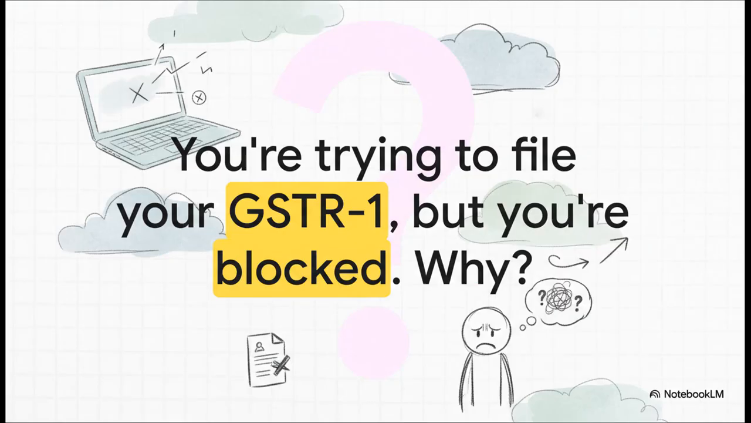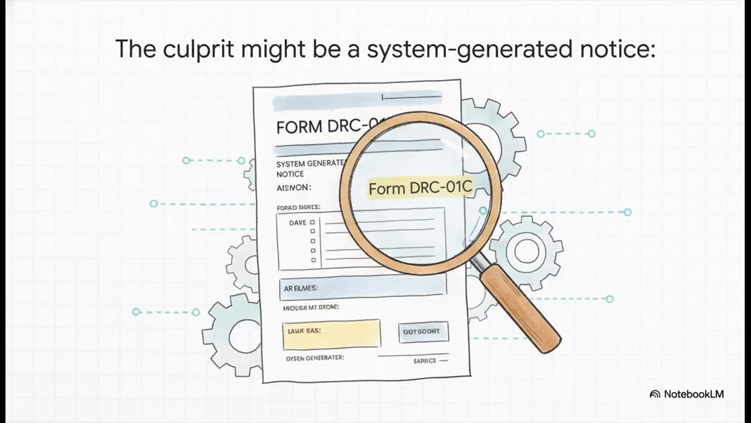So, picture this. You're all set to file your GSTR-1. You log into the portal, you're ready to go, and you're blocked. You can't move forward. It's confusing, it's definitely stressful, and you're just left thinking, what on earth did I do wrong? Well, chances are the culprit is this little guy right here, a system-generated notice called Form DRC-01C.